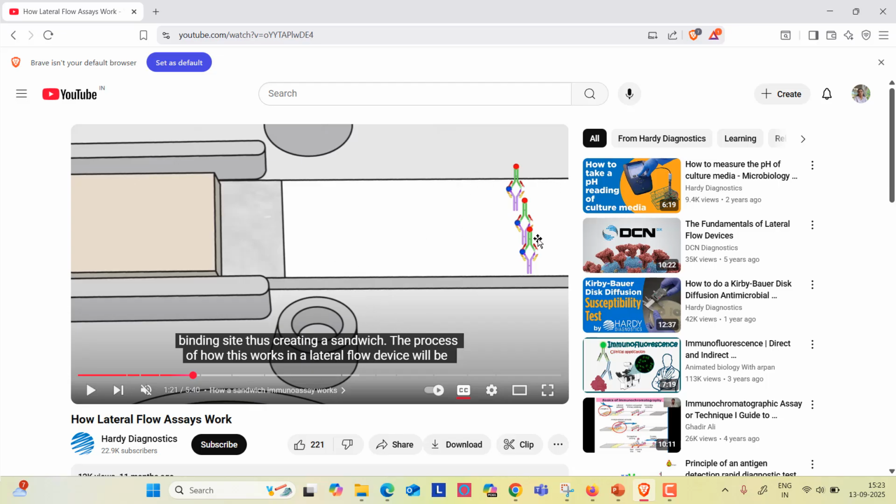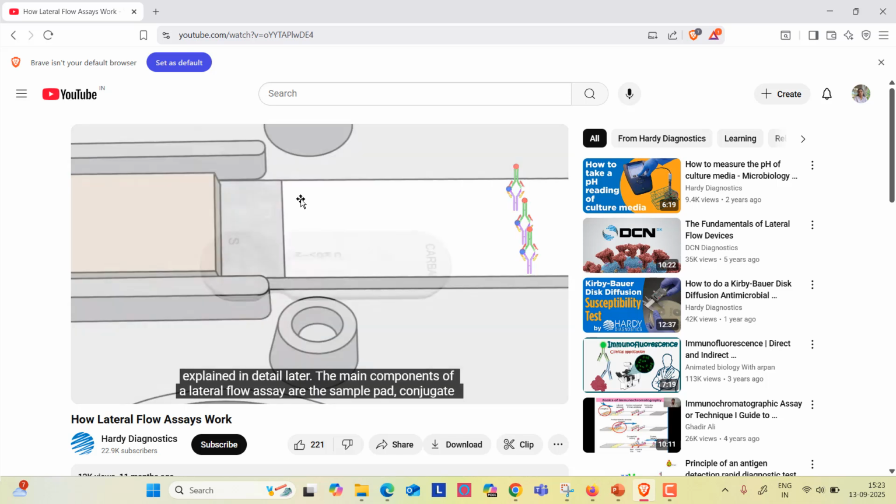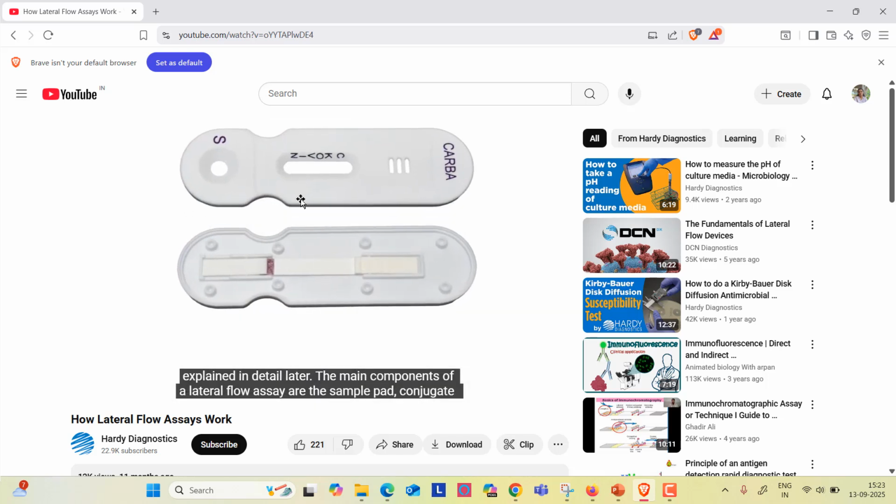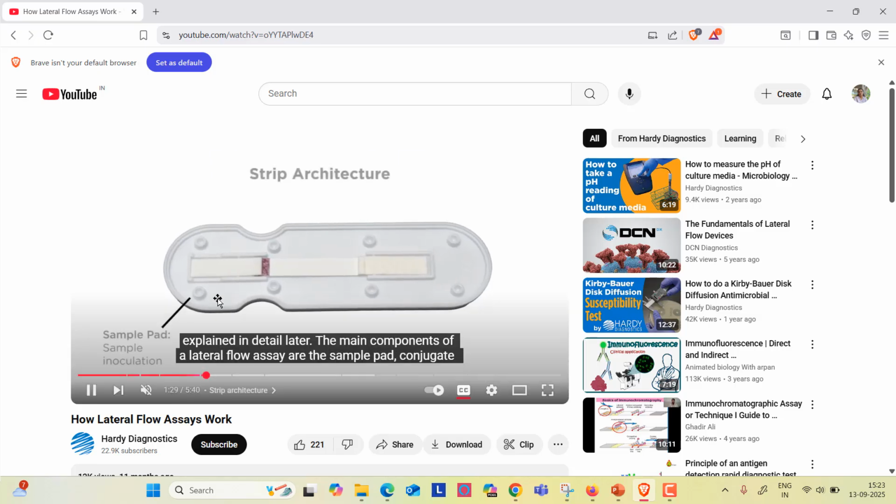And this antibody is again bound with the same kind of antigen in the absorption pad. This process of how this works in a lateral flow device will be explained in this section. The main components of lateral flow assay.